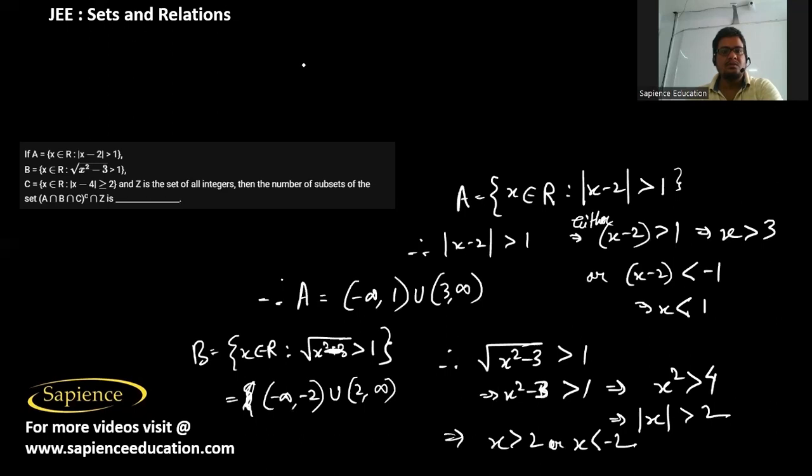such that mod x minus 4 is more than or equal to 2. And Z is the set of all integers. Then the number of subsets of the set A intersection B intersection C complement intersection Z.